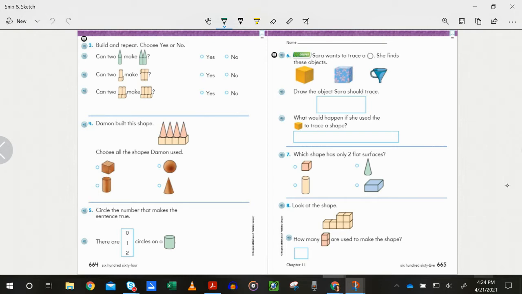Number 4, Damon built this shape. Look at this wall he built. Choose all the shapes Damon used. Okay, so if he used cubes, mark that one. Cylinders, spheres, or cones, mark all the shapes he used. Number 5, circle the number that makes the sentence true. There are blank circles on a cylinder. How many circle sides does a cylinder have? 0, 1, or 2?